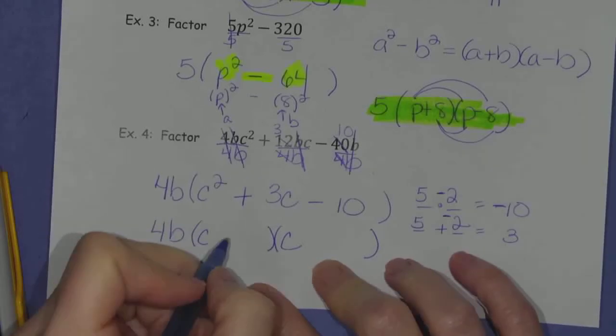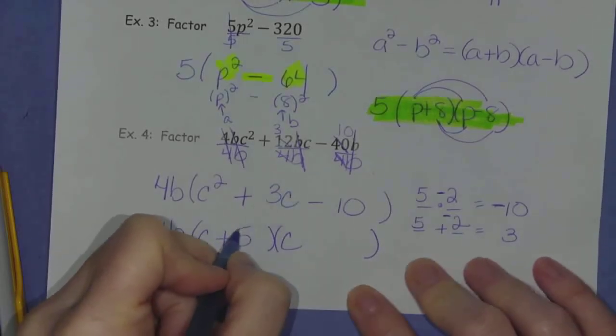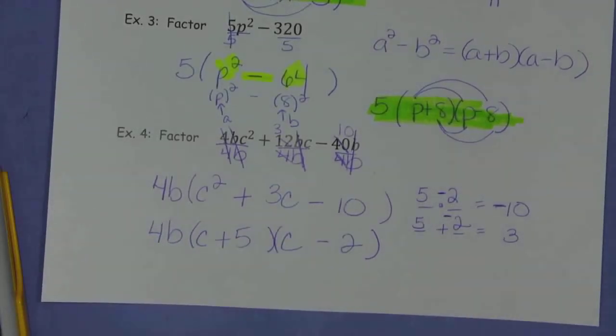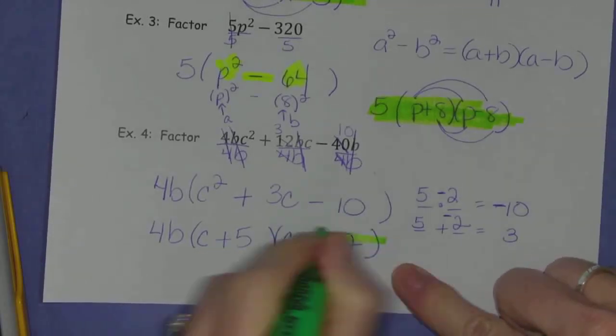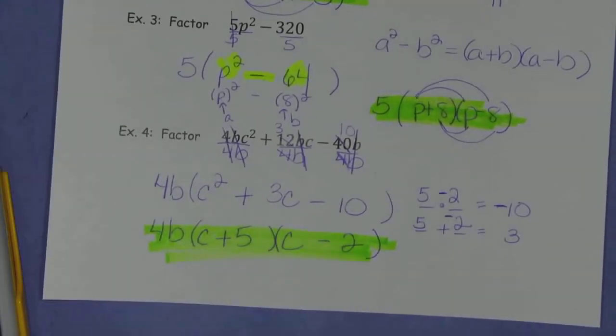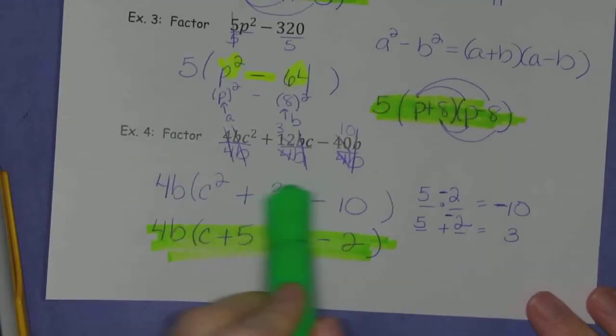So there we have it. So it's going to be c plus 5, positive 5, with a negative 2. Final answer. And if you check it, it will work out and bring you back here.